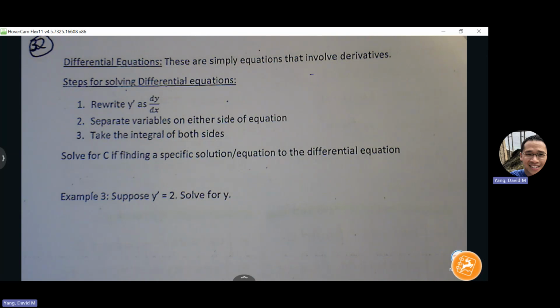Remember we talked about how we need a plus C if we want to represent a family of functions that all share the same derivative. But if we have enough information given to us in the problem, we're able to actually solve for C and find the specific scenario for that particular function. So let me just walk through a couple of examples with you.